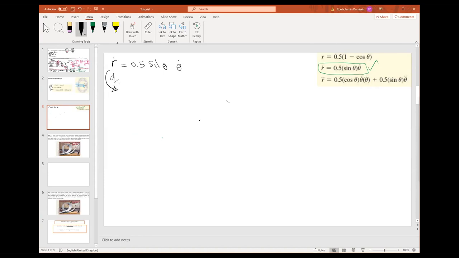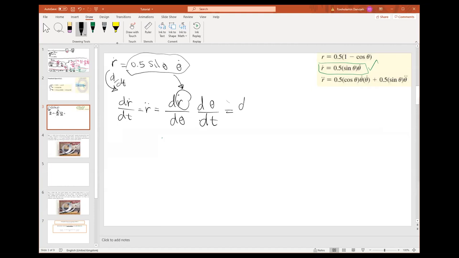Again, I want to take the time derivative, dr dot over dt, which is r double dot. Again, I can write dr dot with respect to theta, d theta with respect to t. Now I replace r dot with this one. It would be d of half sine theta, theta dot, over d theta. And this is multiplied by theta dot.